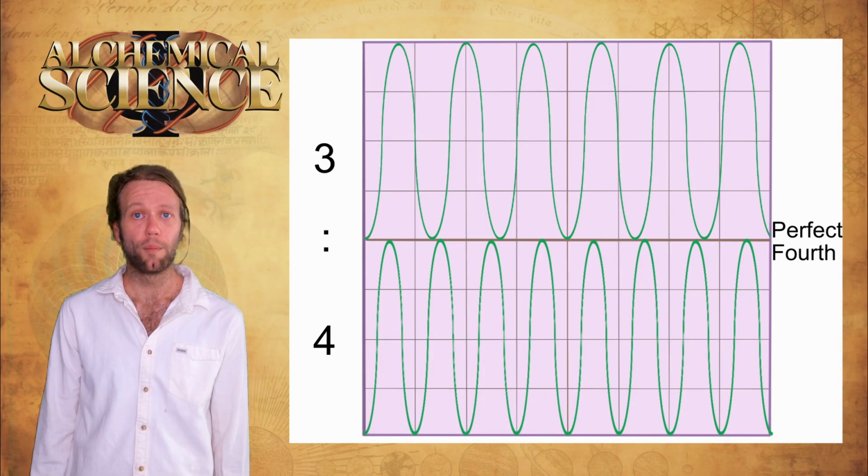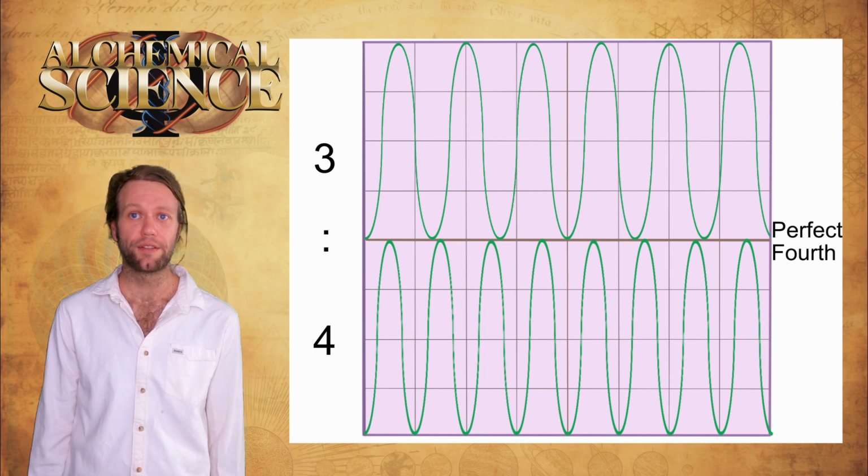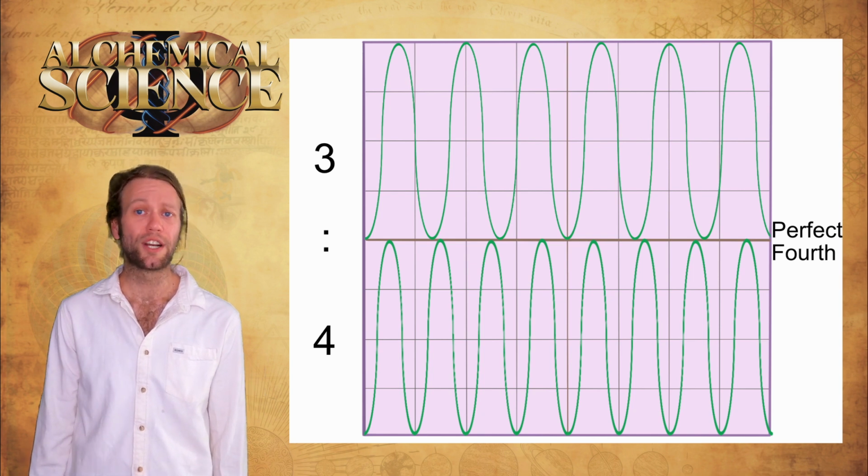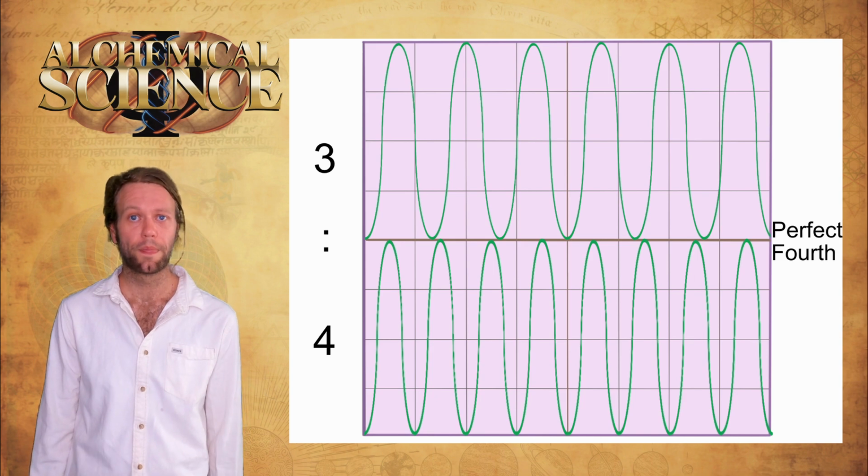2. Waveform. So looking at the waveforms, we see this represented. The G vibrates 4 times in the time it takes the note D to vibrate 3 times. They're at a ratio of 4 to 3 to each other.